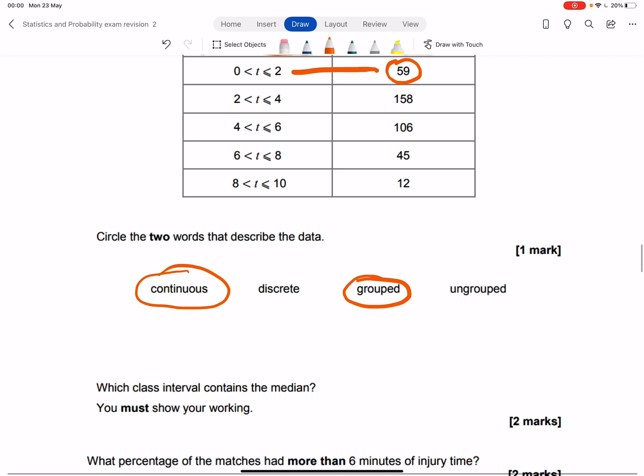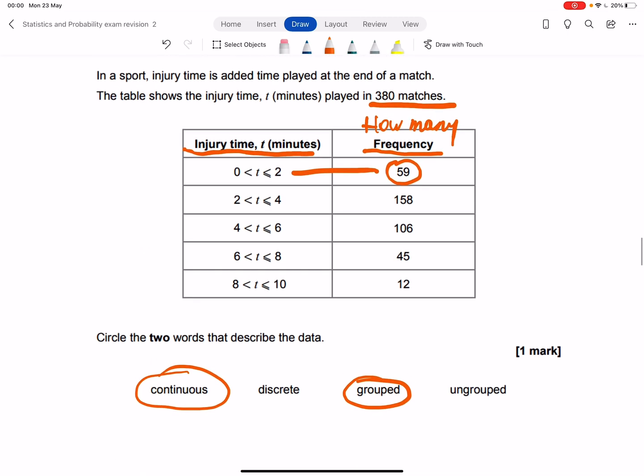Okay, so which class interval contains the median? The median is a mid-value. So we need to find the mid-value. So the total number of matches is 380 matches. So we're going to divide this by 2 to find the middle value. 380 divided by 2 gives you 190. So the 190th value will be the mid-value. So we'll start adding the numbers from the top. 59 plus 158 plus 108. So all add up to 380, and halfway between them will be here. The 190th value will be here.